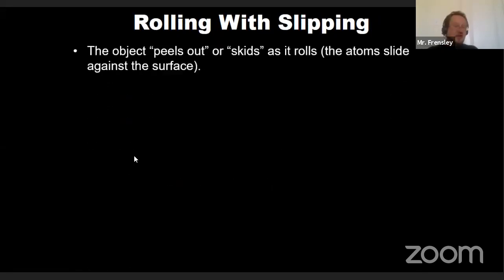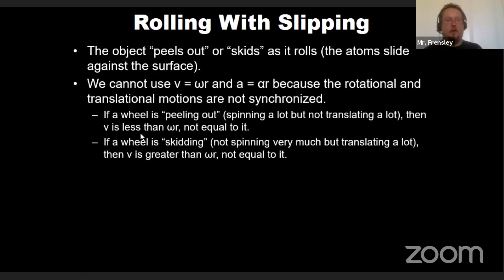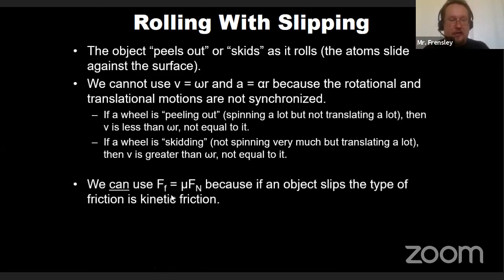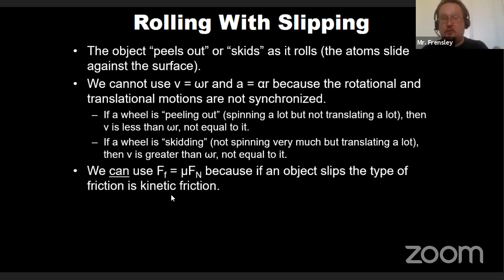Okay, now if you roll and you slip, then you have a peeling out or a skidding that I just demonstrated with my little window here, okay? And if the wheel is peeling out, then the V is less than omega R. We talked about that. If they're skidding, then the V is greater than omega R, so you can't make those things equal to each other, but you can use friction equals mu normal because if you slip, you have kinetic friction, and kinetic friction always does its best.